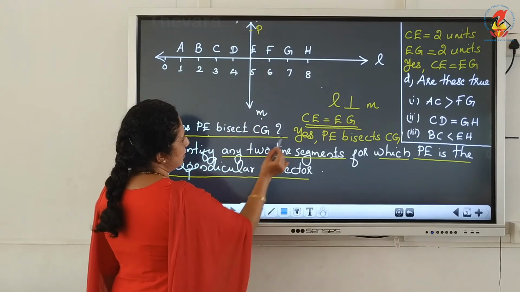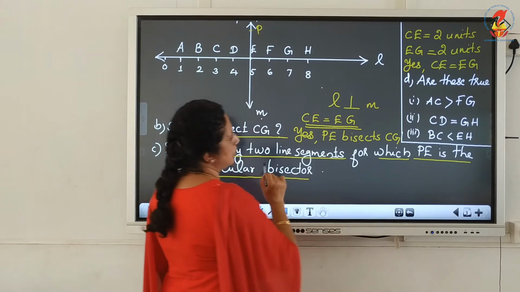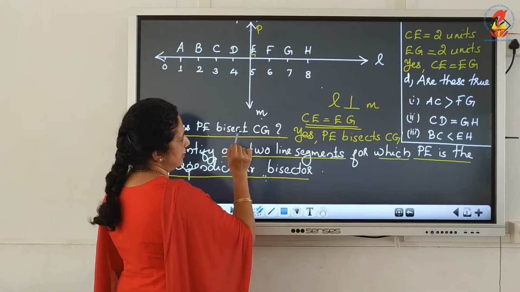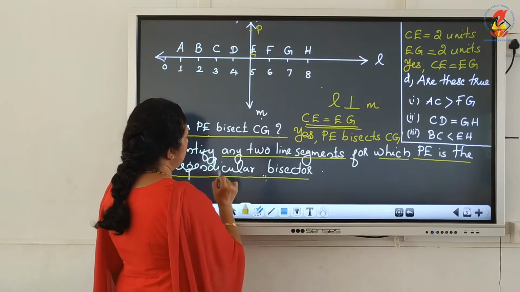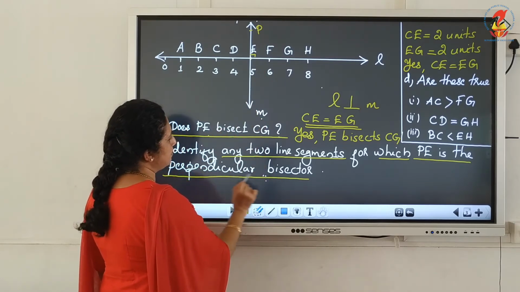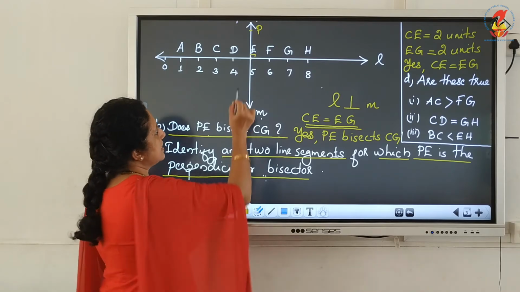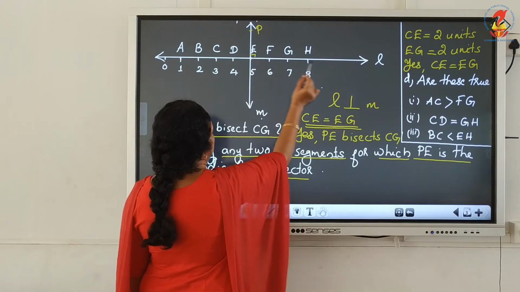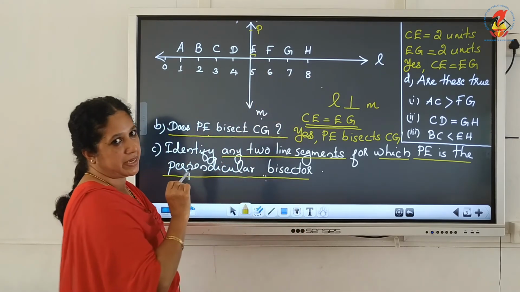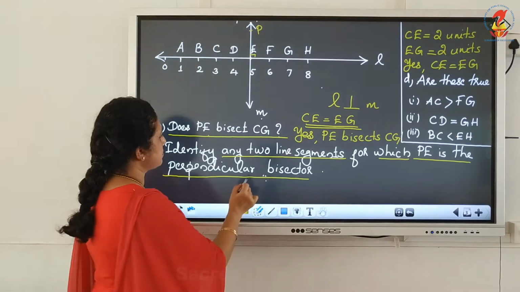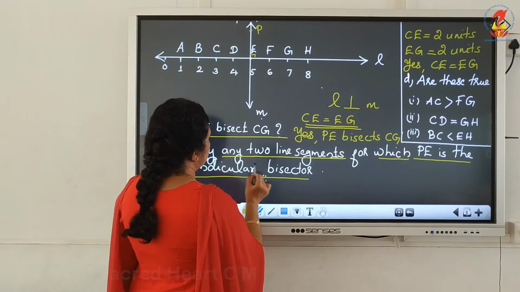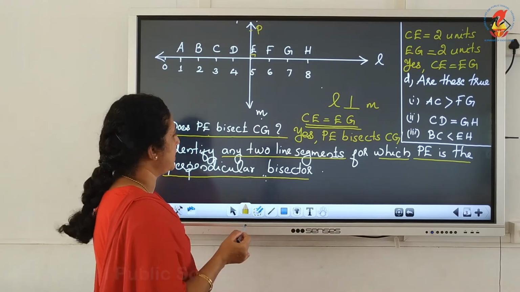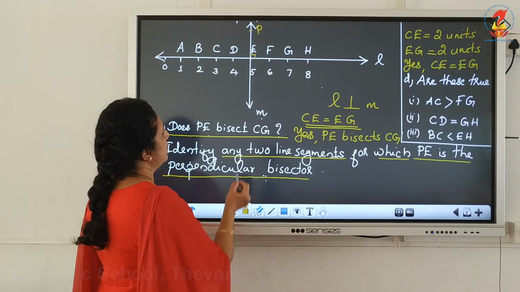It is already given that line L is perpendicular to M. Therefore, the angle formed here will be 90 degrees. So, it is already perpendicular. Now, we want to check and find out the perpendicular bisector. And we can see that P bisects CG. Therefore, P bisects the line L. Therefore, we have to find out any two line segments for which P is the perpendicular bisector.